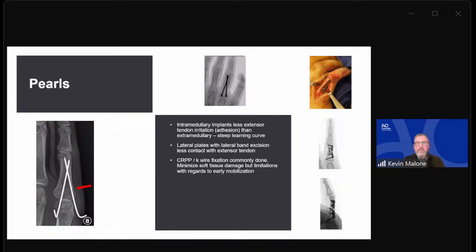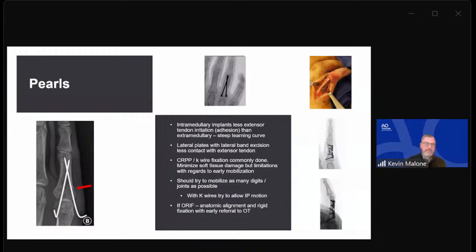But it is important to make sure that you are mobilizing all of the joints that are appropriate to mobilize. So in this case, you can leave the PIP and the DIP joint free for range of motion and immobilize only the MP joint, they will be that much happier and they will do better in the long run. But if you have to open or reduce these fractures, you want rigid fixation with early referral to occupational therapy for mobilization to avoid or minimize the potential need for extensor or flexor tenolysis in the future. Thank you very much.